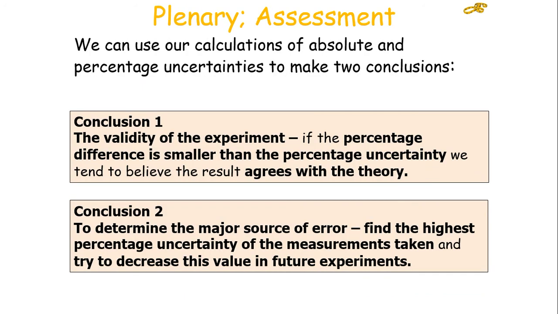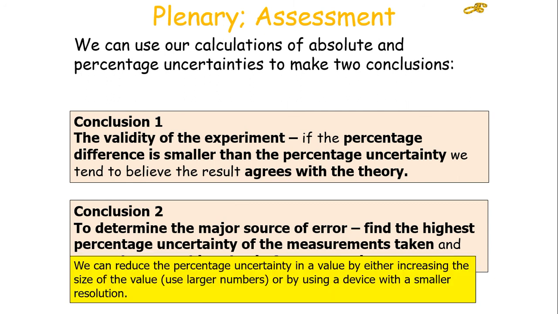Now, we can use our calculations of absolute and percentage uncertainties to make 2 conclusions. Conclusion 1, the validity of the experiment. If your percentage difference is smaller than your percentage uncertainty you've calculated, we tend to believe the result agrees with the theory, or we have verified the experimental value. And conclusion 2, we can use this to determine the major source of error in your investigation. We find the highest percentage uncertainty of the measurements taken and try to decrease this value in future experiments.